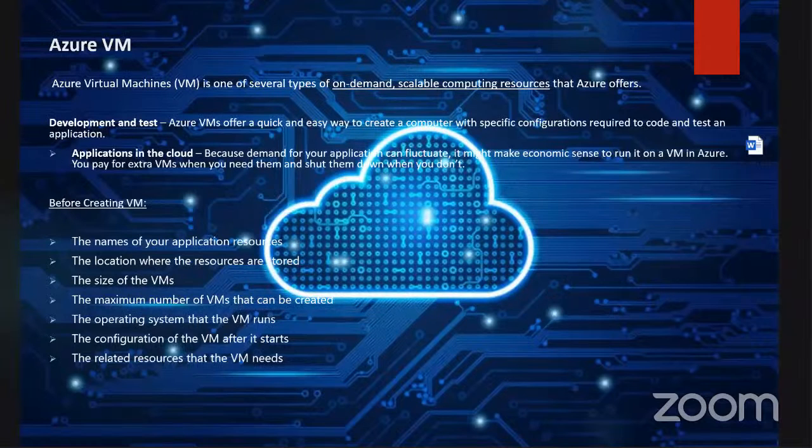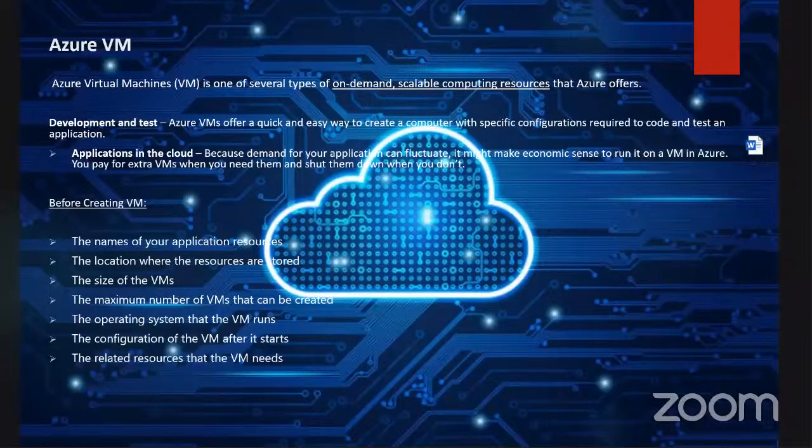Cost is very important. Also, when I talk about Azure virtual machines, I just want to give a basic overview of what a virtual machine is. A virtual machine is an on-demand, scalable computing resource. What do you mean by virtual?